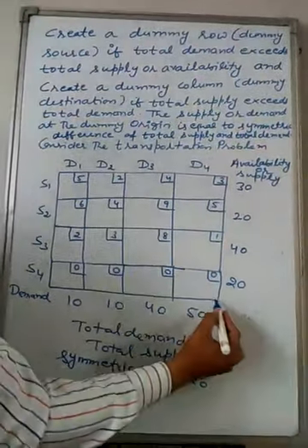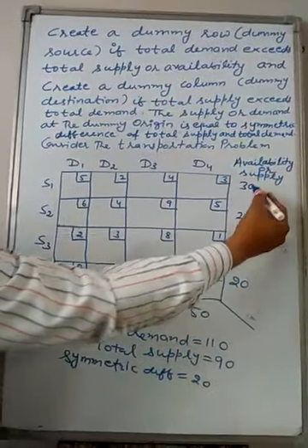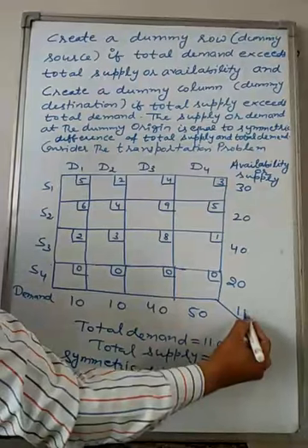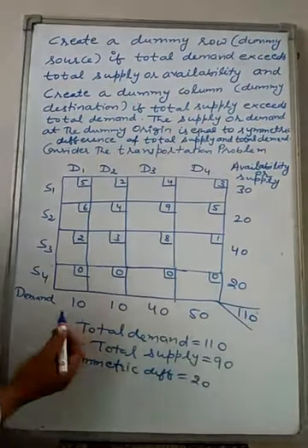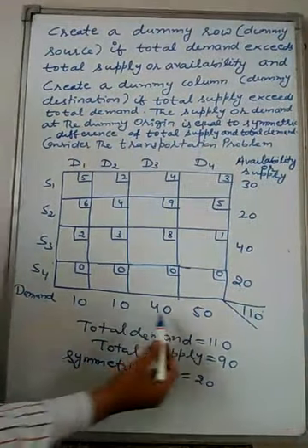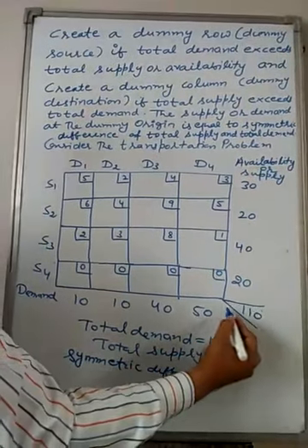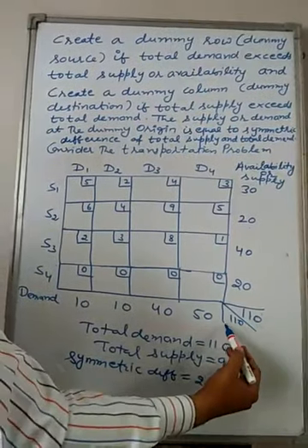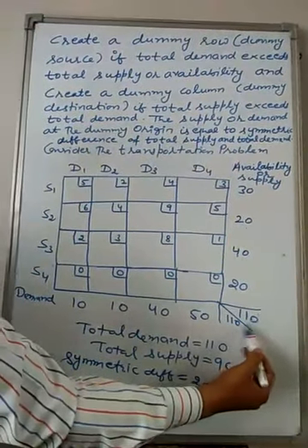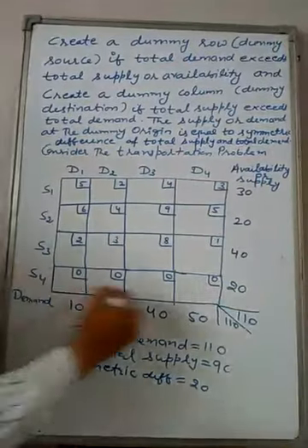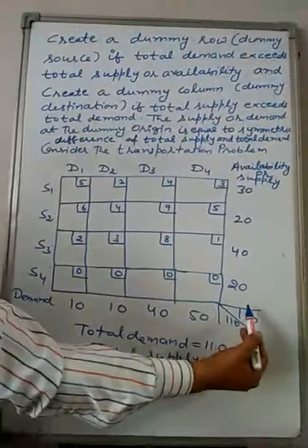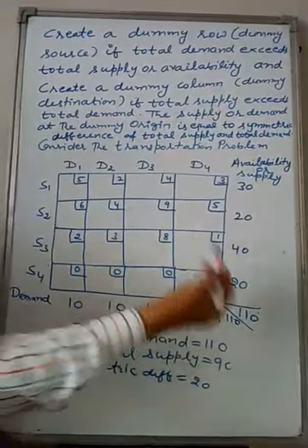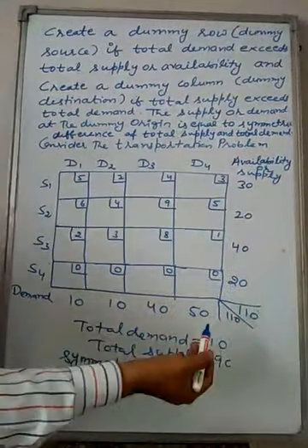Now we will check. Total availability is 30 plus 20 plus 40 plus 20, that is 110, and total demand is 10 plus 10 plus 40 plus 50, again 110. Now total availability is equal to total demand. Therefore this problem is now changed into a balanced transportation problem. That is how we change an unbalanced transportation problem to a balanced transportation problem.